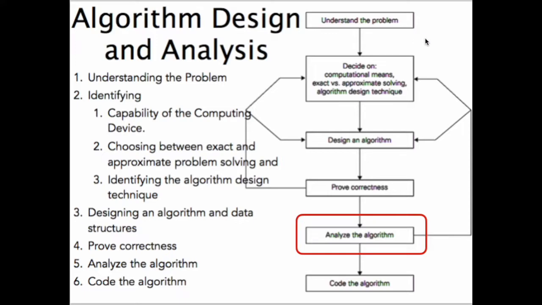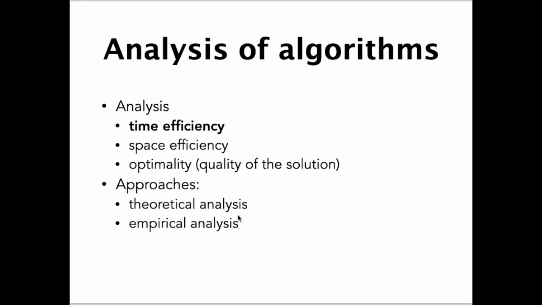Recall that we have several steps for designing an algorithm. After proving that your algorithm is correct, we can proceed to the analysis of our algorithm. There are two types of analysis. The first one is theoretical analysis, and the second one is empirical. For theoretical analysis, we just need the design of the algorithm or the actual pseudocode. For empirical analysis, we need it in code form or a runnable program. We will focus mainly on the time efficiency of the algorithm.